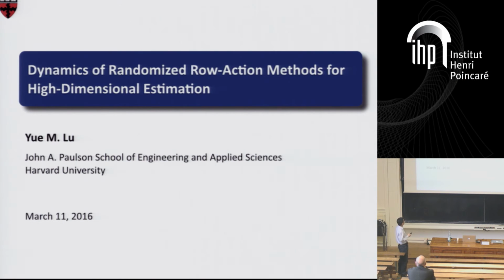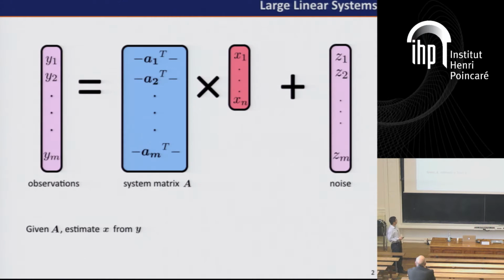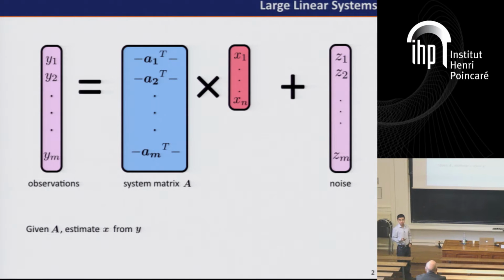Thank you very much. I'm going to talk about dynamics of randomized row action methods for high-dimensional estimation. I'd like to start this talk by thinking about a very simple problem, just a linear inversion.